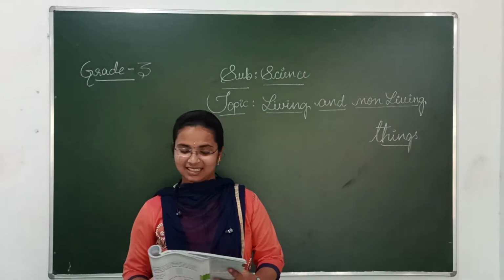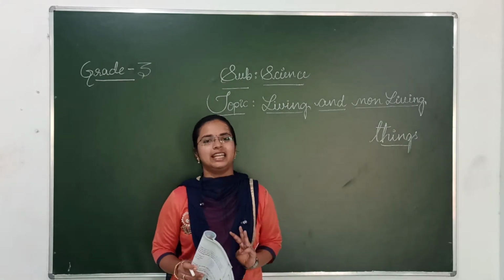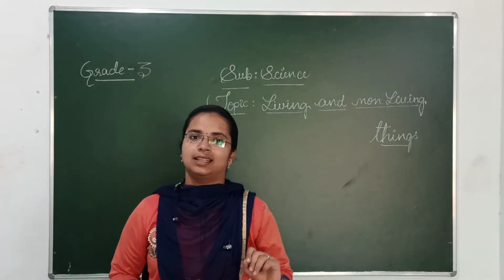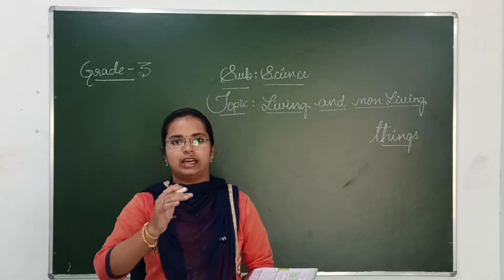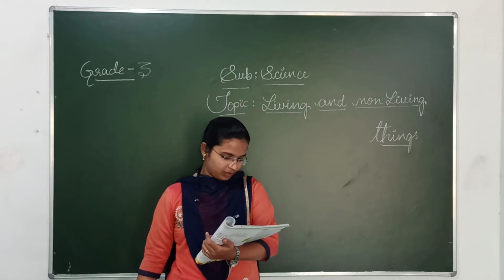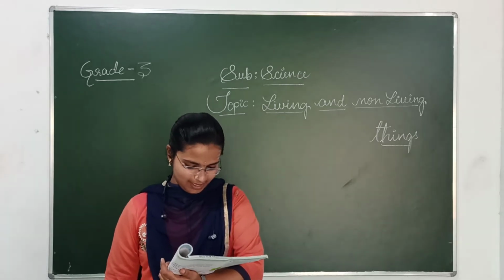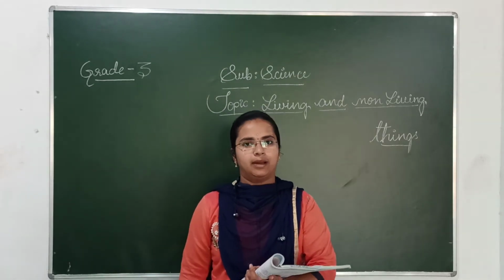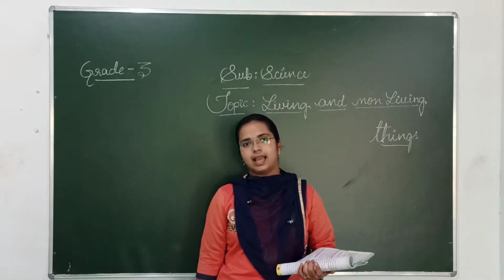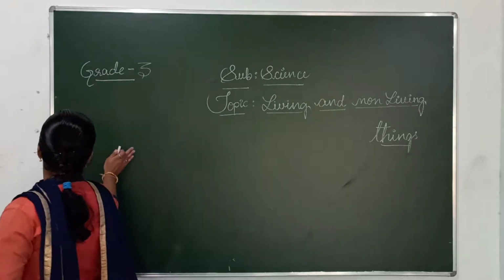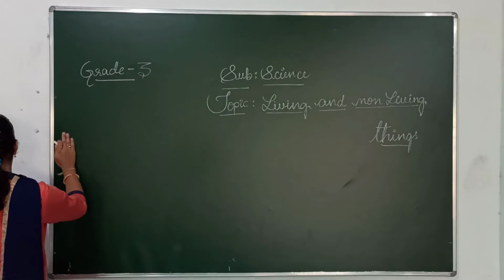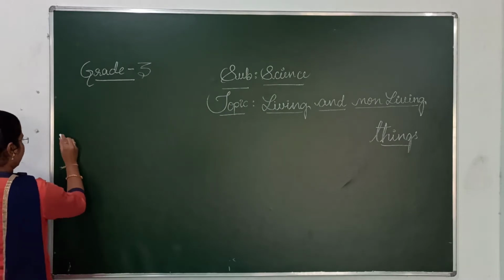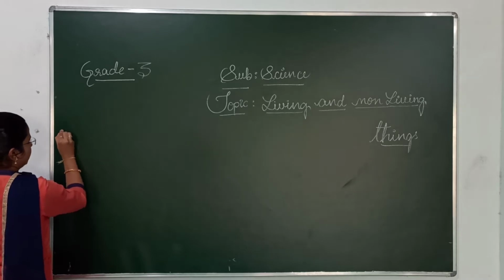In our previous class, we discussed three mains from our first chapter, that is living and non-living things. It is time to move on with our fourth main, that is unscramble the words and define them. Unscramble the words and define them. Now, I will write the words. Note them down in your books and write with me whatever I write on the board.